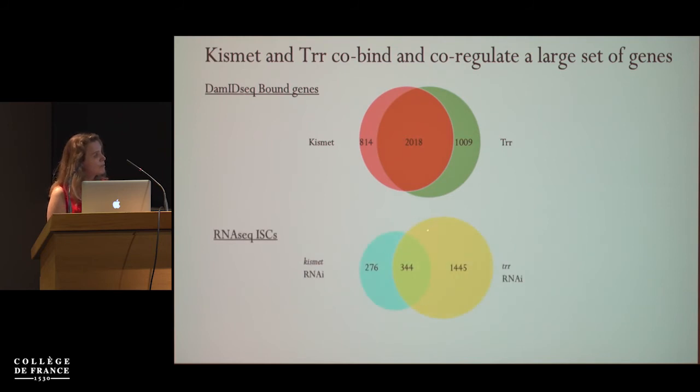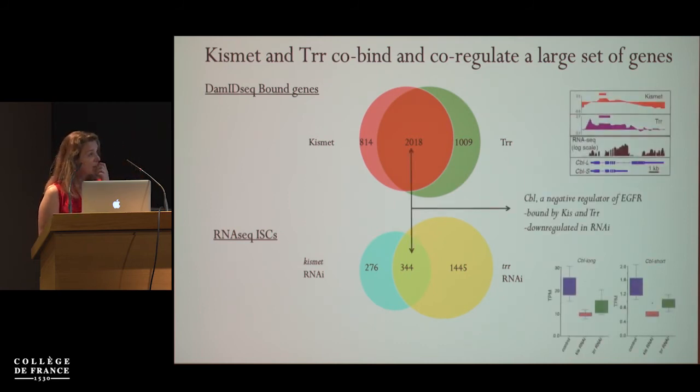And similarly, we found that they have quite an overlap of the genes that become deregulated upon inactivation of trithorax-related or Kismet. And this is a larger percentage of the Kismet genes, as trithorax-related has more genomic influence than Kismet does. So then the critical question became really, is there a gene that is bound by both of these factors and deregulated that can explain this increase of stem cell self-renewal?